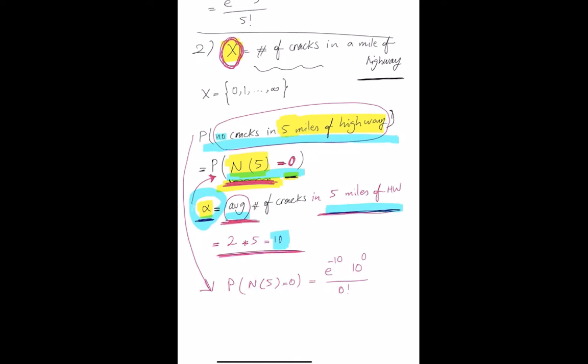So the original average of cracks in a mile is 2? Yes, that's the one that is given in the problem. Okay. It says with a mean of 2 cracks per mile.